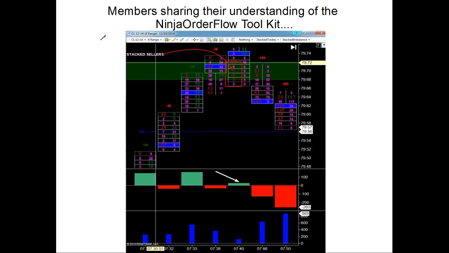This particular user here has identified stacked aggressive sellers in this area. And those stacked aggressive sellers have come into what we call an imbalance zone. Okay, a stacked imbalance zone. So previously there were aggressive sellers in this zone. We come back to test this zone. We get aggressive sellers coming in, and the market starts to sell off.